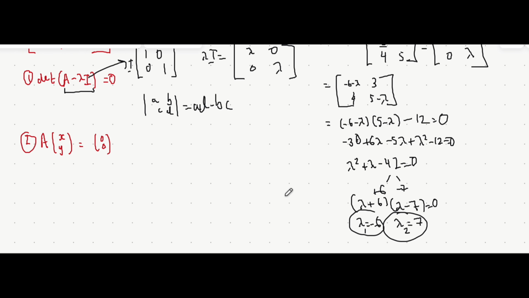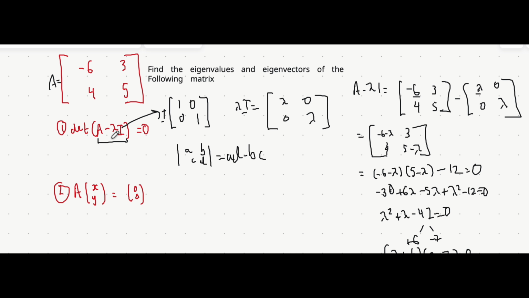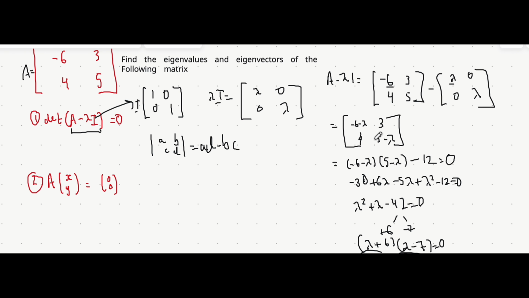So to get the eigenvalue, you take the matrix in the question, you subtract from it lambda times the identity matrix, just like we've done here, and then you find the determinant of that matrix and make it equal to 0. So we've got the eigenvalues. Let's now find the eigenvectors in a different color.